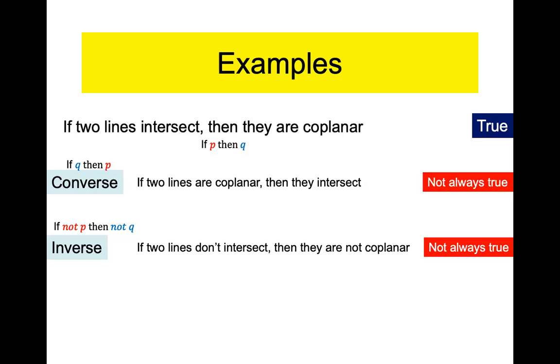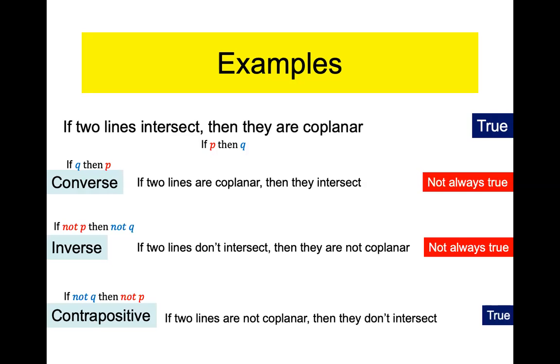So you just have to be careful with the converse or inverse. You can't assume anything simply because the original conditional is true. But what you can always be sure of is that if the conditional is true, the contrapositive is always true. I don't even need to write it down. By the way, what would be the statement for the contrapositive? If two lines are not coplanar, then they do not intersect. And we are guaranteed that that's true simply because the conditional is true. So if two lines are not on the same plane, they don't intersect.